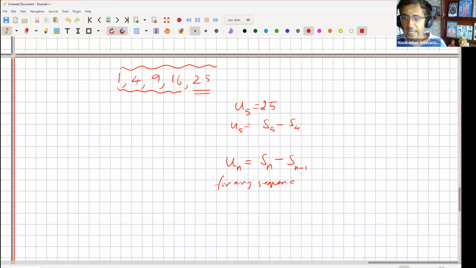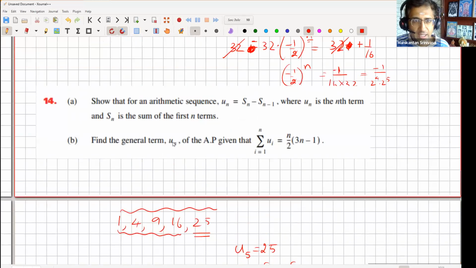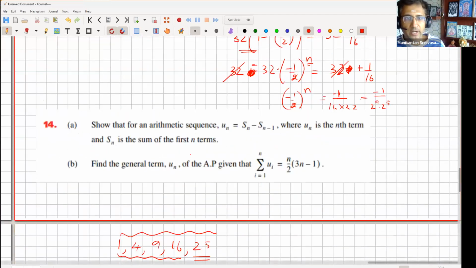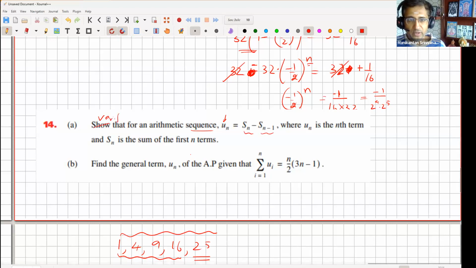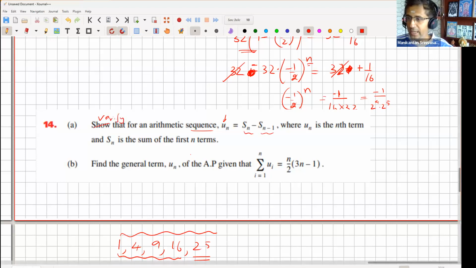Now, in particular, in this problem, he's saying, show that for an arithmetic sequence, this property holds good. Meaning you have a formula for un, also have a formula for Sn, and plug both of them in and verify. I would say verify by looking at the un calculation and the Sn calculation and seeing both match. Can you do that, please? If the question is clear to you, all of you know.